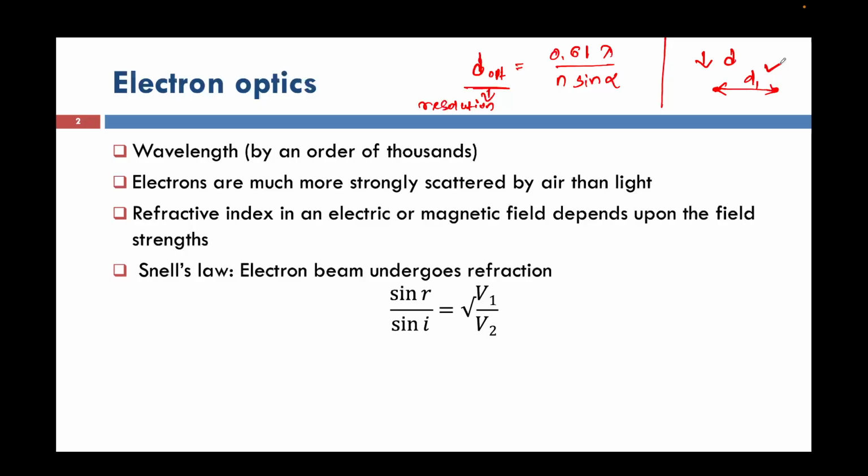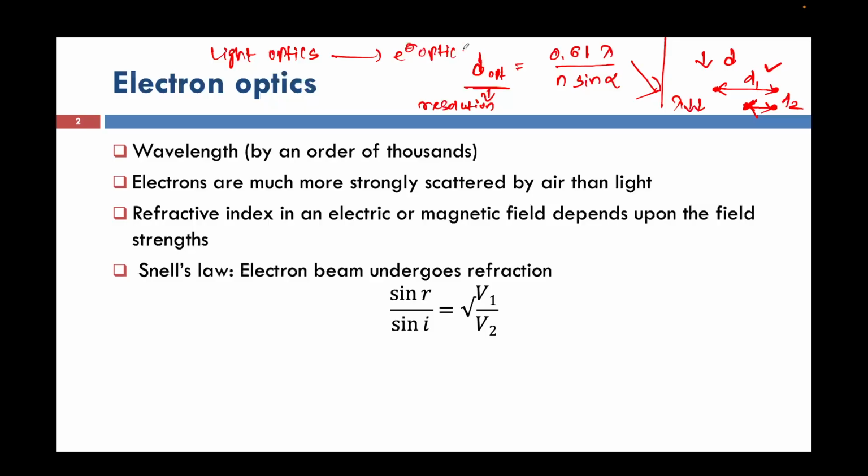Let's say now I decrease the wavelength of the incident light, then what will happen? Let's say now this distance is d2. From this formula, as my wavelength decreases, the minimum distance my microscope can distinguish between these 2 points also decreases. That means my resolution is effectively increasing. That is the reason that from light optics we are going to electron optics.